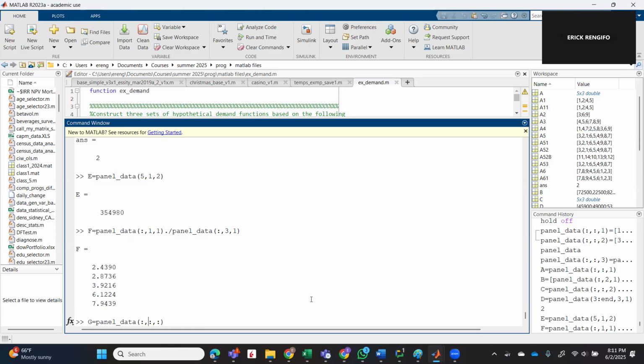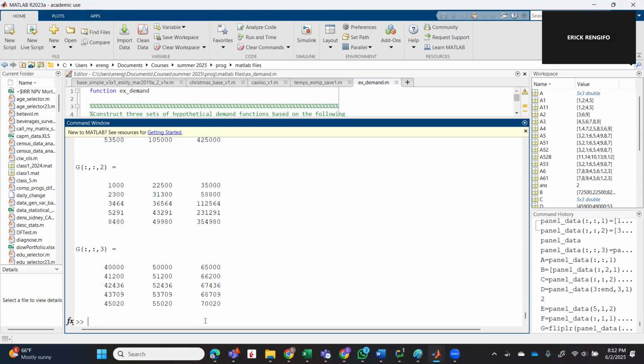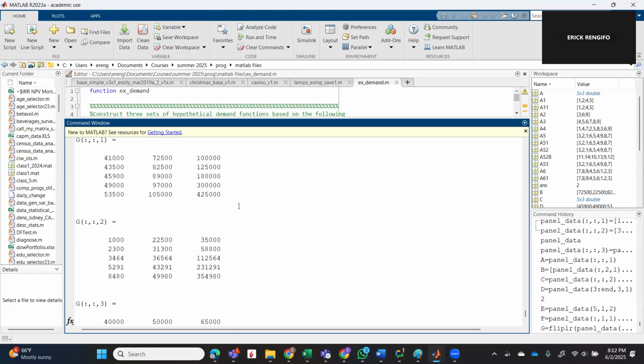We can use the flip left to right. Oh, yeah, that's right. I can do this directly. I can do a flip left to right of this one here. And that's it, right? That's simply it.